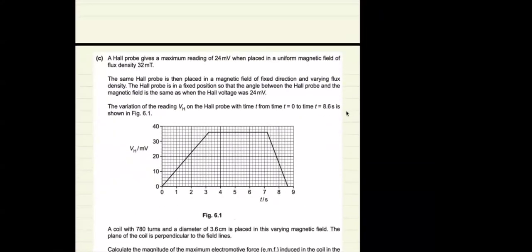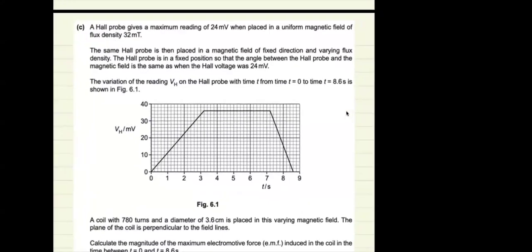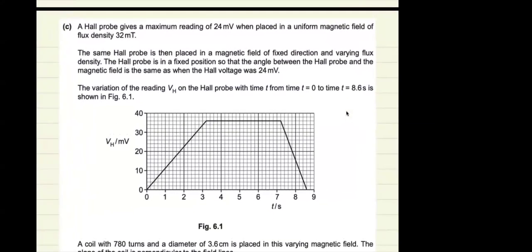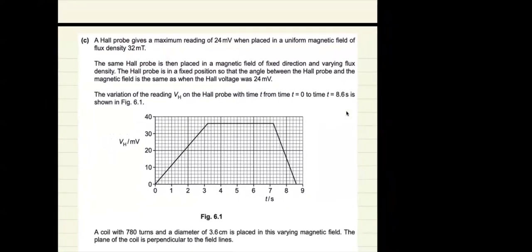This thing, let's have a look at this. Remember that always also when you talk about P5s, you can say that you must calibrate your Hall probe according to whatever you have. So this Hall probe gives a max reading of 24 millivolts when placed in a uniform magnetic field of flux density this much. So 32 millitesla is what this Hall voltage reading corresponds to.